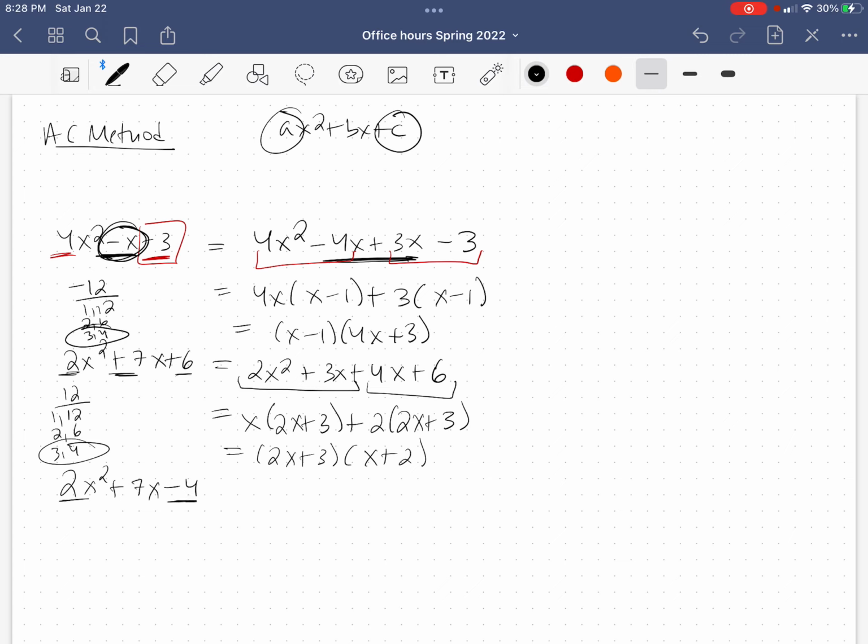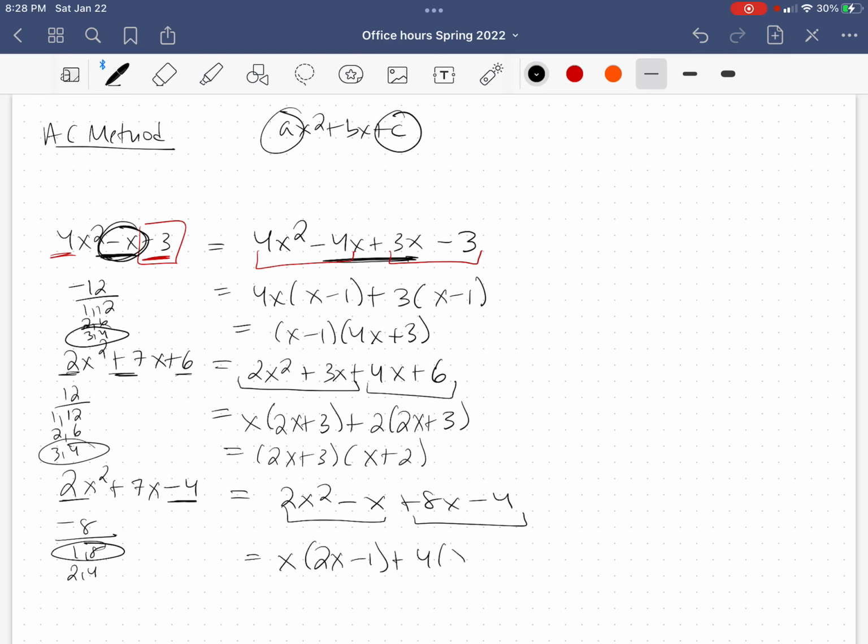2 times minus 4 is minus 8. So 1 and 8 or 2 and 4, and because it's minus, one of each one would have to be negative. So to get to a positive 7, it must be negative 1 and positive 8. So that's what I break my 7x up into. Then I factor by grouping. I pull out an x. I pull out a 4. Then I can pull out the 2x minus 1 and be left with x plus 4.